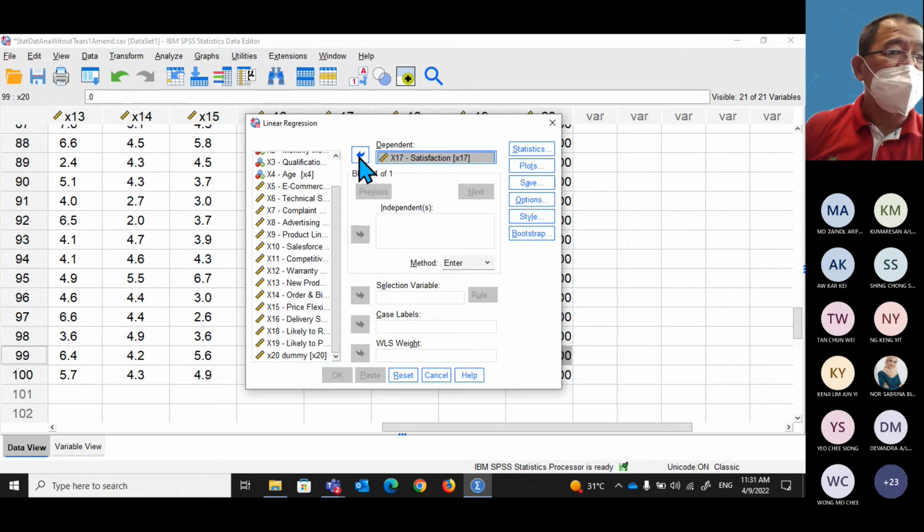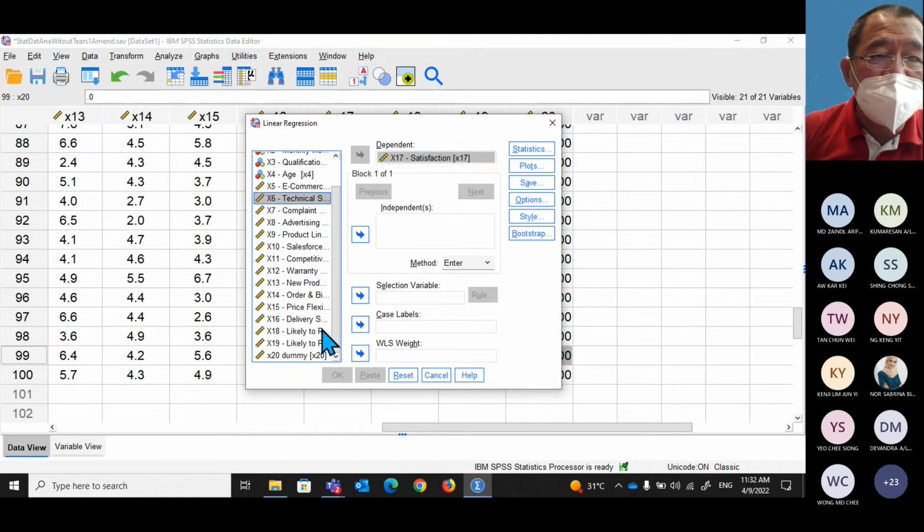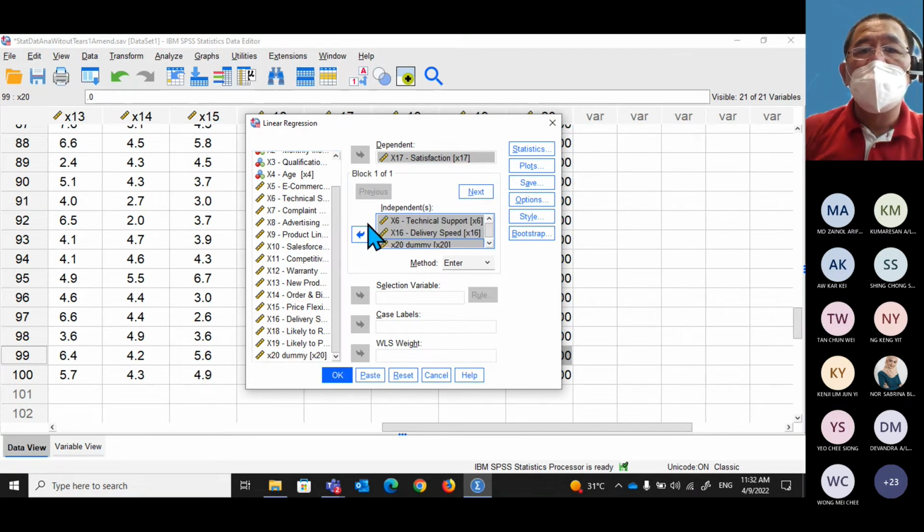X17 is still the dependent, same as just now, but now we add one more variable called the dummy variable. So technical support, delivery speed, and the dummy: X6, X16, X20. Now we have three independent variables. Two are normal and one is a dummy. The dummy is a bit special.